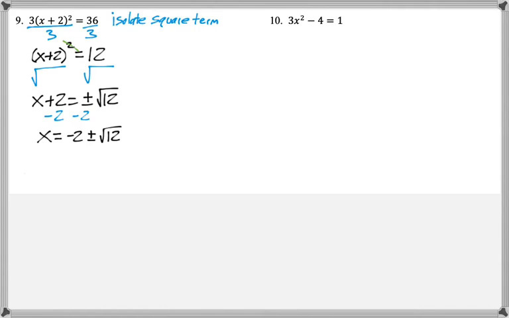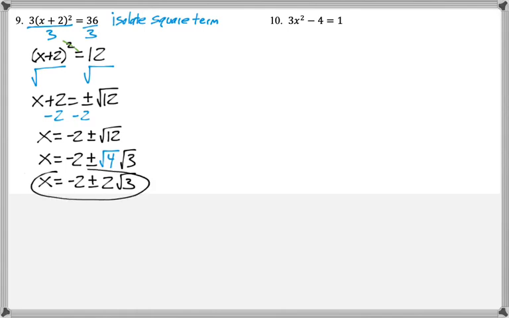And then I want to simplify the square root of 12. So the largest perfect square that divides into 12 is 4. So square root of 4 times the square root of 3. And then the square root of 4 just becomes a 2. So this will be my final answer.